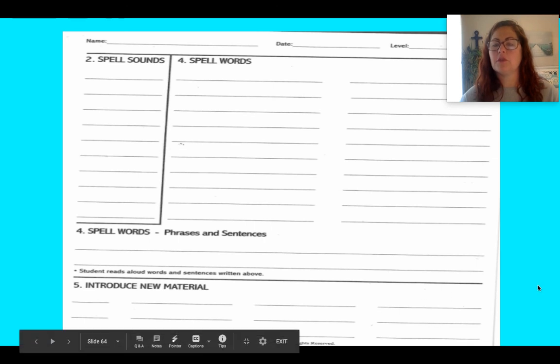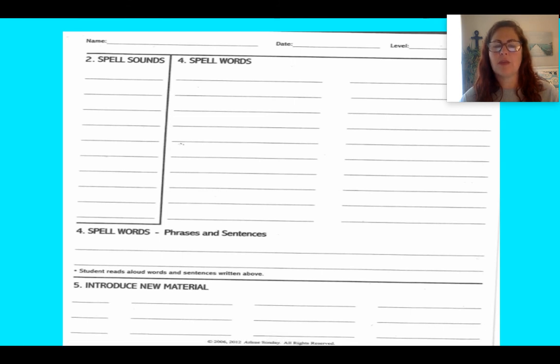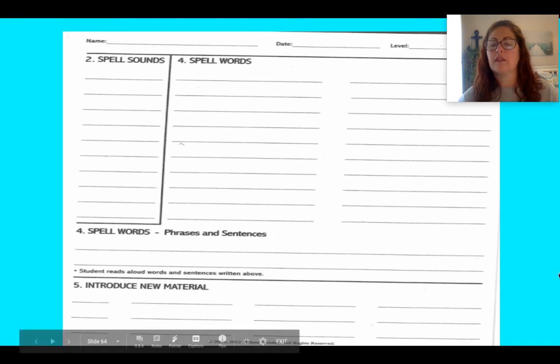Give them time to do that. Make sure they're doing it correctly. They can do it with pen or pencil, but a red pen would make that even better because it kind of shows that these words are different. They don't follow the sound rules like the other words.